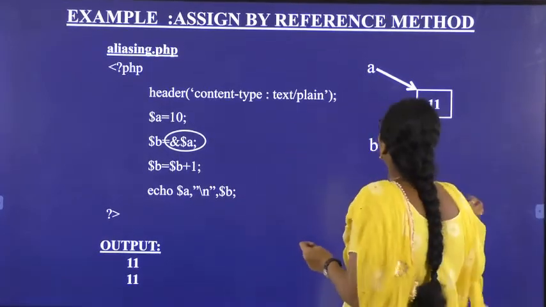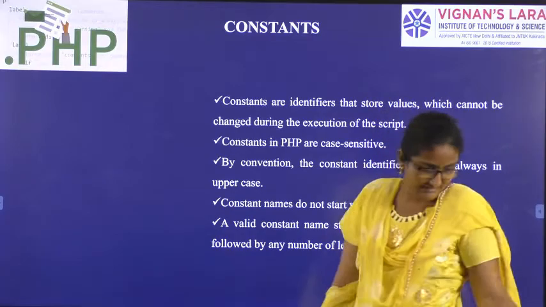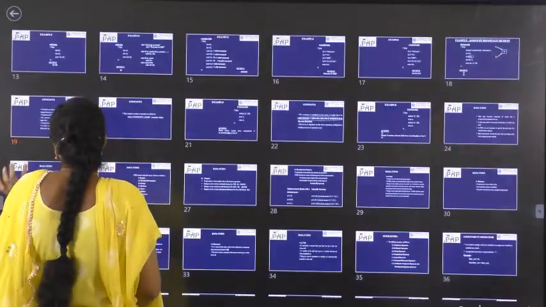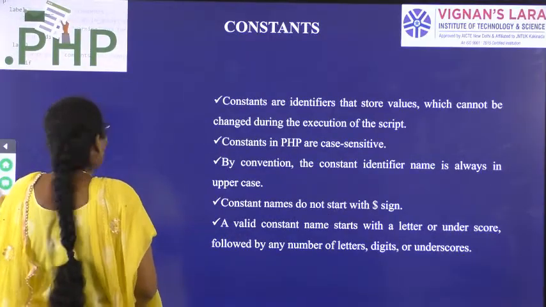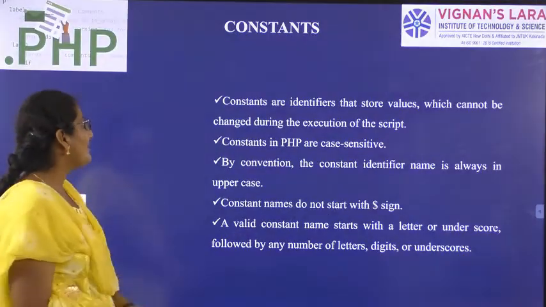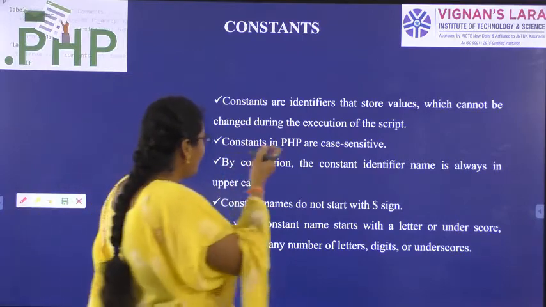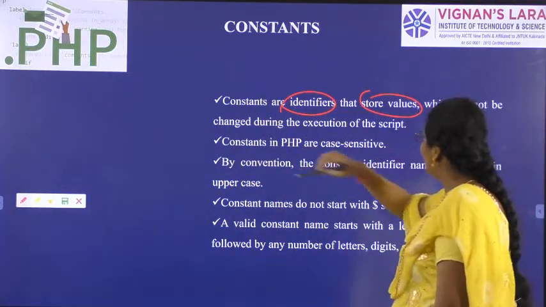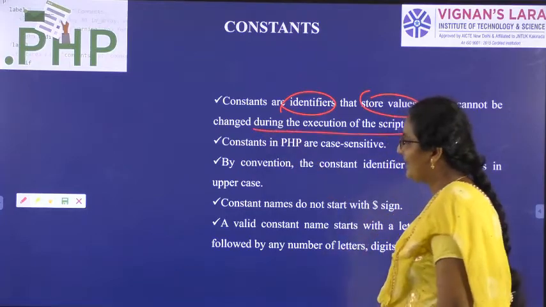So let us see what is constants. Next topic in unit 4 is constant. These constants also we will have in every programming language. So constants are the identifiers that are used to store values which cannot be changed during the execution of script.